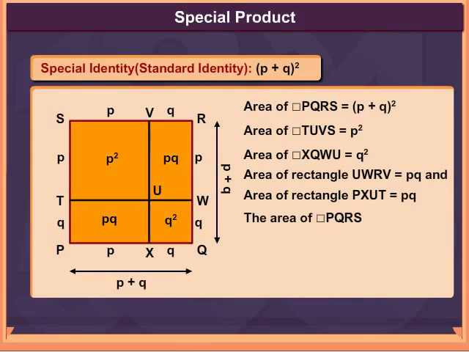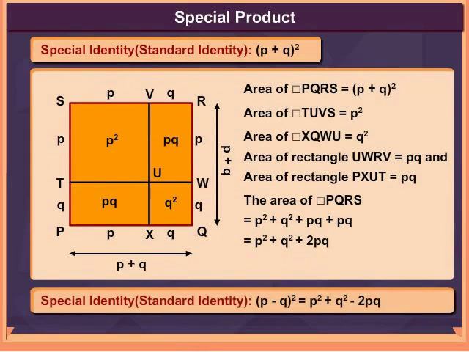Thus adding all that, the area of square PQRS will be p square plus q square plus pq plus pq, or we can say p square plus q square plus twice pq. Similarly, we can obtain another standard identity: (p minus q) whole square is equal to p square plus q square minus 2pq.